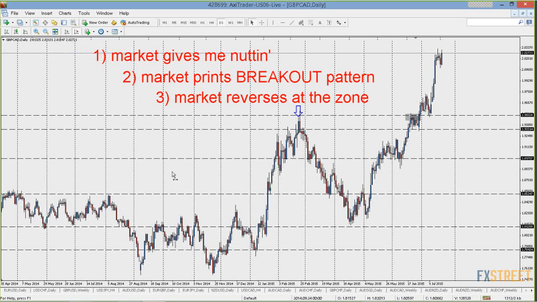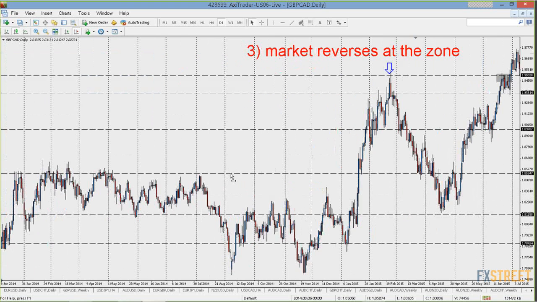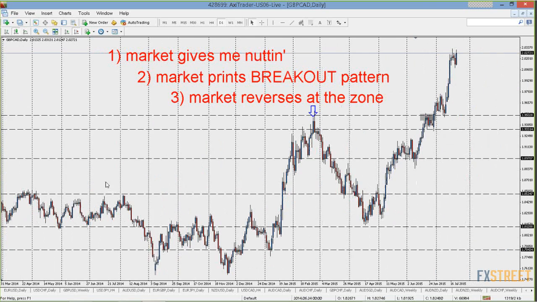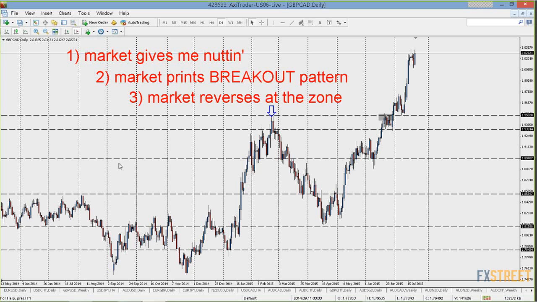Just go to a zone and not really give us a particular pattern or clue as to what might happen in the future. And that actually happens a whole lot. But there you go. So that's basically it.